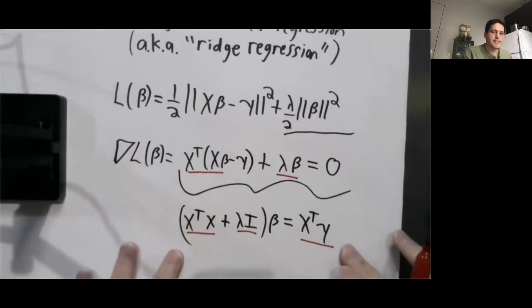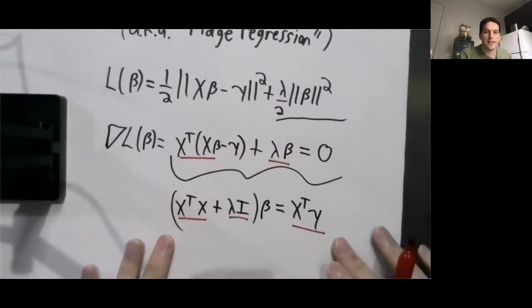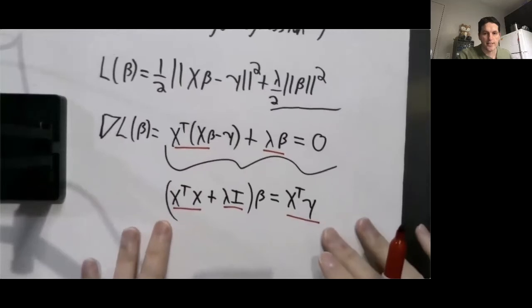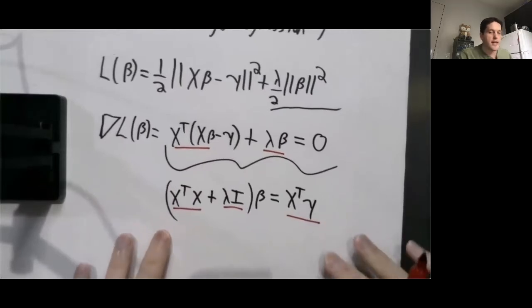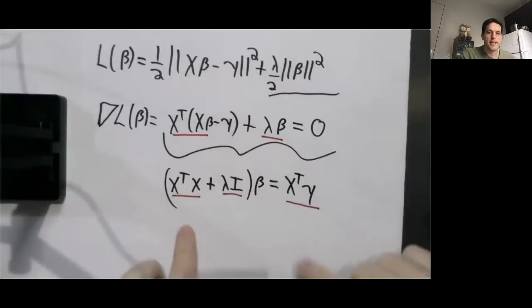Now this is a linear system of equations, and we can solve this using any method that we like to solve linear systems of equations. For example, Gaussian elimination would be the most common method. So that's how we solve for beta.